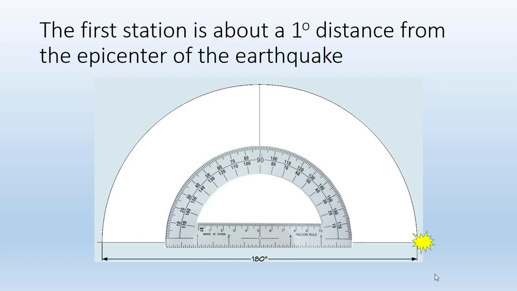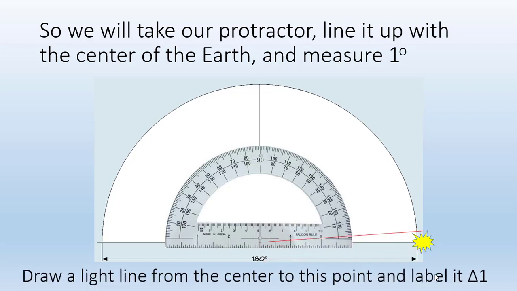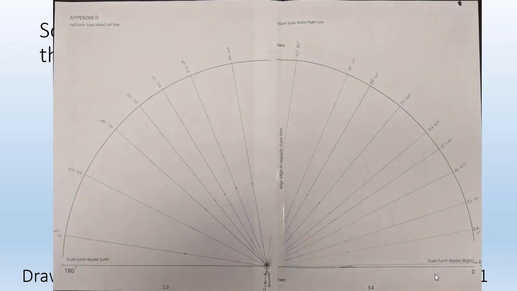So we're going to use a protractor to locate the correct angle on the Earth model. The first station is about 1 degree distance from the epicenter of the earthquake. So we're going to line up our protractor with the center of the Earth, and we're going to measure 1 degree up. Make a little mark at that 1 degree line. Draw a light line from the center of the Earth to the surface of the Earth. Label this point as station 1 and write the degrees you measured. Then repeat this for the other 16 stations. When you're done, it will look something like this.